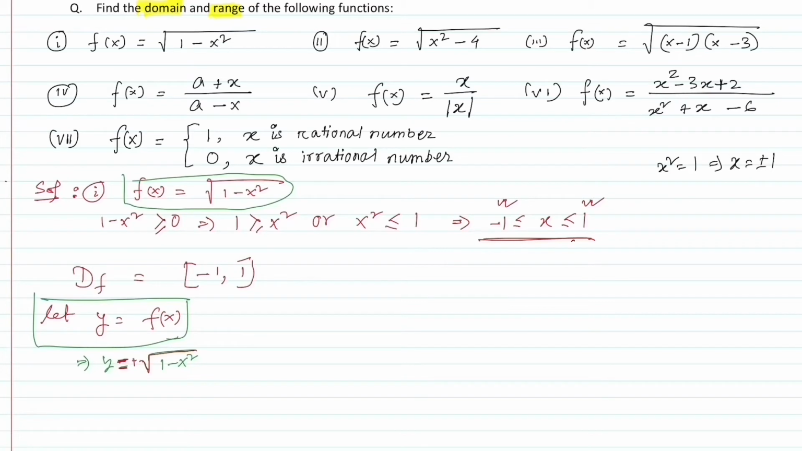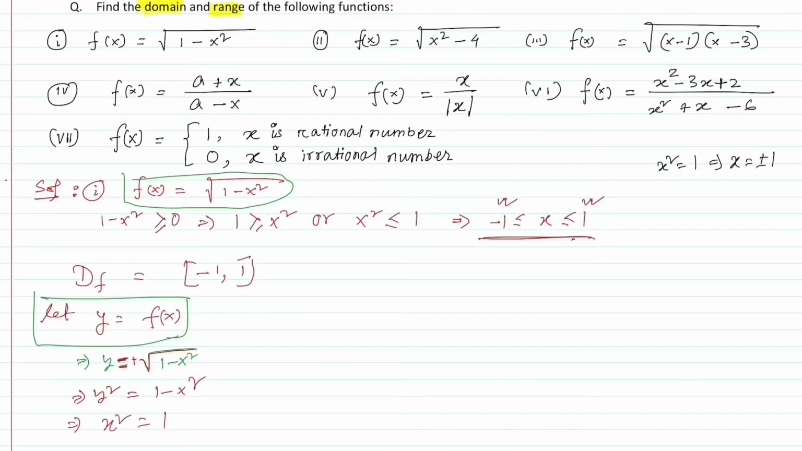Let us square both sides. We will get y square is equal to 1 minus x square. This implies x square is equal to 1 minus y square. If x square is equal to 1 minus y square, then x must be equal to plus minus root over 1 minus y square. Here you see, this part should not be negative, so that's why we get 1 minus y square must be greater than or equal to 0.